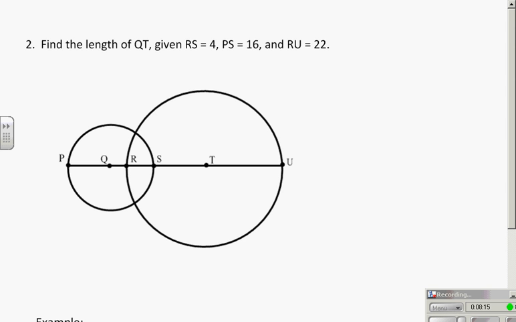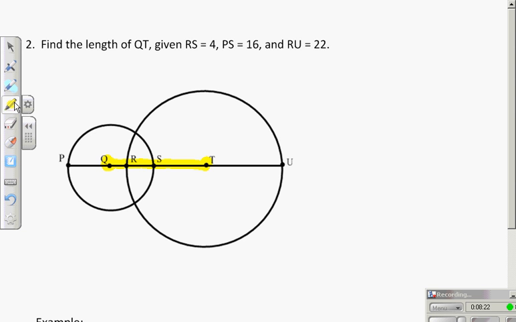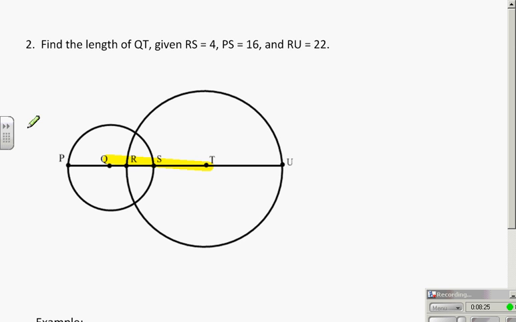Now, what looks like maybe a complicated problem, but once again, if we work from the picture, it's not so bad. Find the length of QT. So I'm going to take my highlighter and highlight what we're looking for. I'm given that R to S is 4. I'm given that P to S is 16. That's the diameter. And I'm given that R to U is 22. And that's the other diameter.